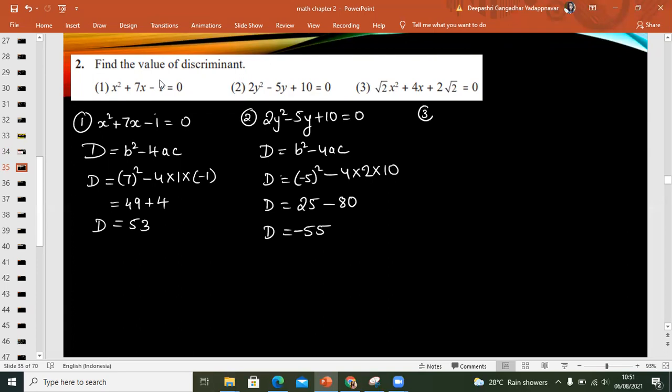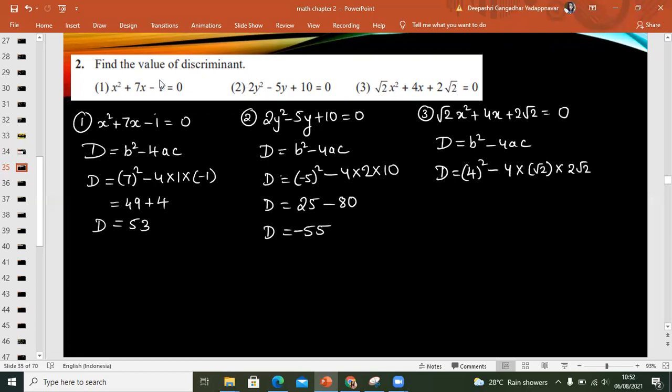Third question, root 2 x square plus 4x plus 2 root 2 equals 0. So here you can see the root signs are there, but no need to worry about this. They are just numbers. So let's use the same procedure to solve this question. D equals b square minus 4ac. D equals, b value here is 4, so 4 square minus 4 multiply, a value is root 2 and c value is 2 multiply root 2.